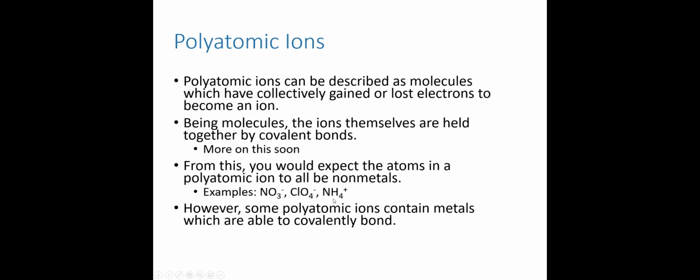So as I mentioned, there are some polyatomic ions that have metals which are able to covalently bond, and we will encounter these a few times in lab. This ion in particular, called the permanganate ion, has a very, very deep purple hue, and we will use that to our advantage in a couple experiments.